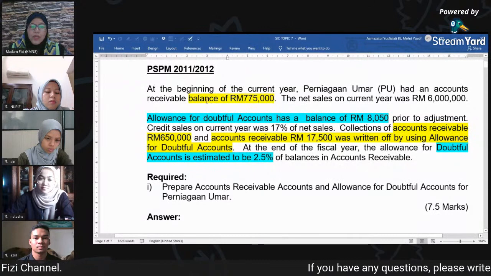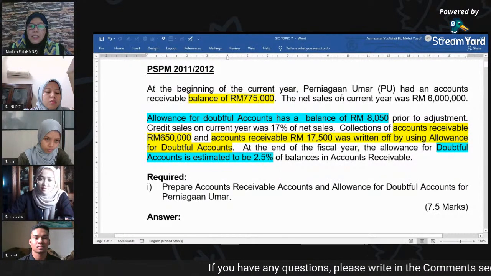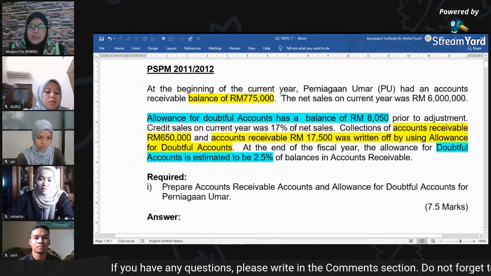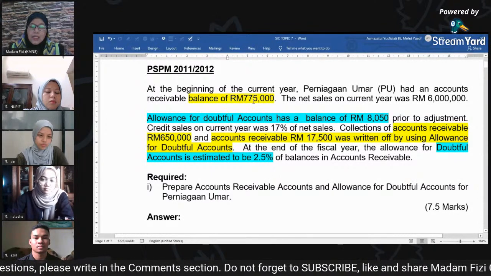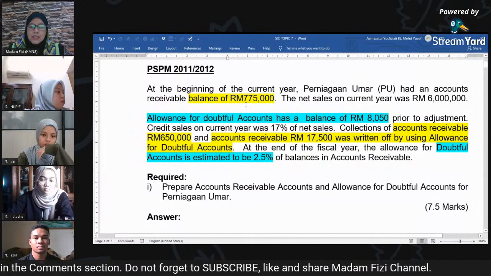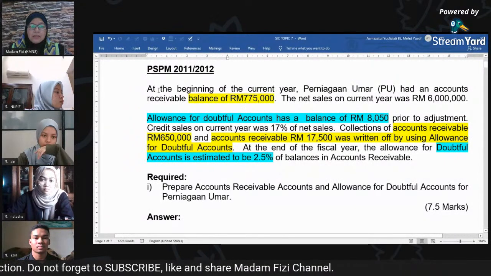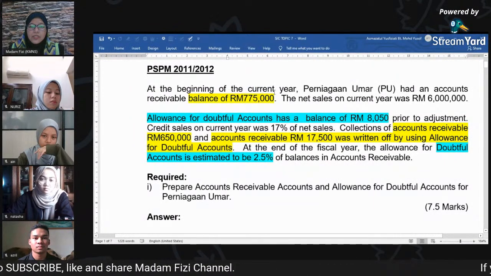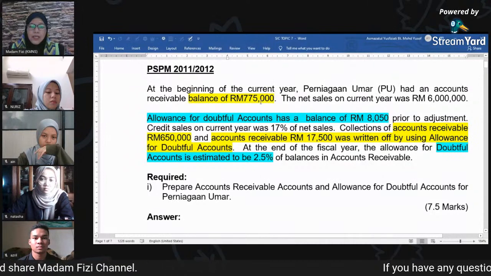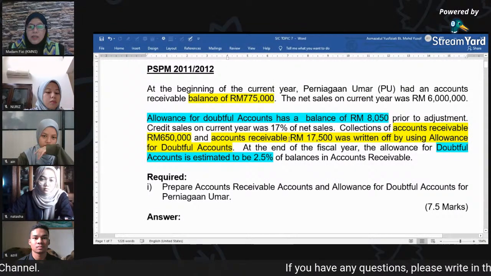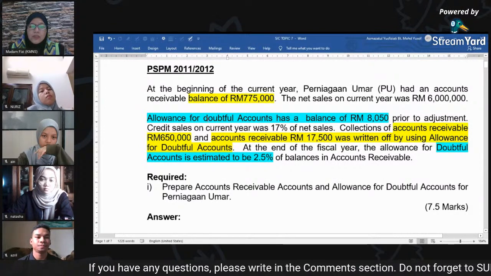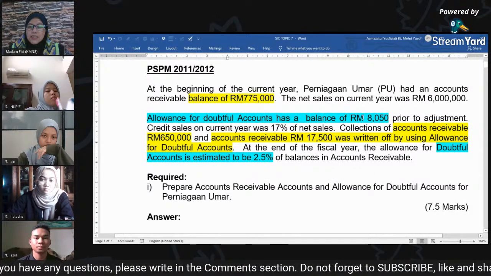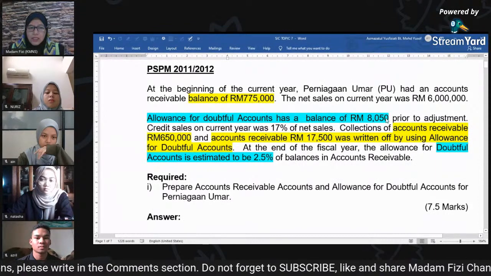Okay, so we go one by one. Okay, accounts receivable balance is 775,000. That means this is the balance brought forward. Okay, sebab dia kata at the beginning of the current year. Okay, so highlight this point. Okay, and then bila kita baca lagi, allowance for doubtful debt accounts, balance dia is 8,050.